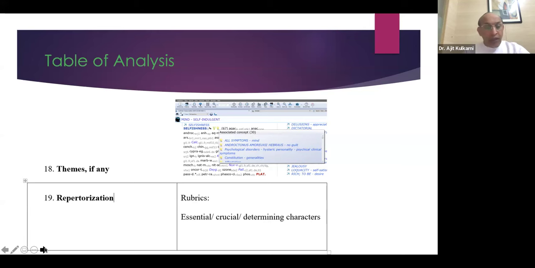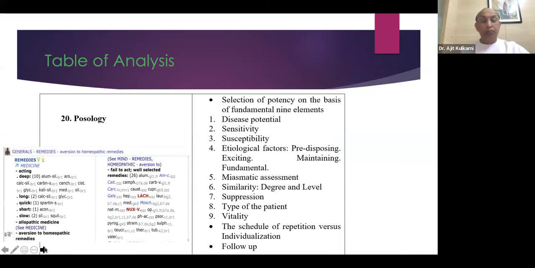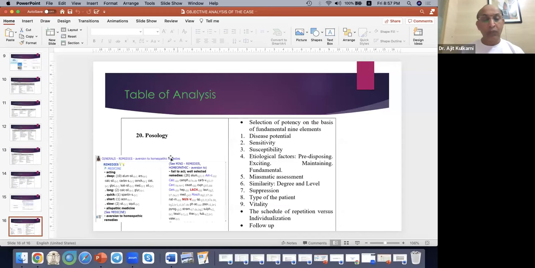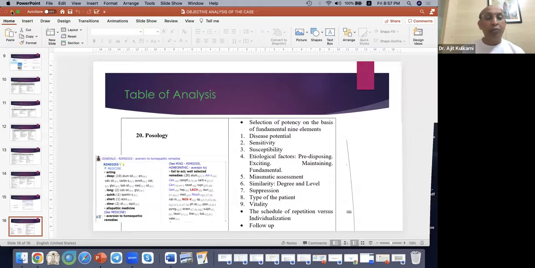Then the repertorization, point 19, and then comes posology. These are the 20 points. In addition, there are some additional points which are termed under management. In the management, I have included many things like yoga, meditation, lifestyle change, and many other things. Okay. So this is all about subjective understanding of objective understanding of the data processing.